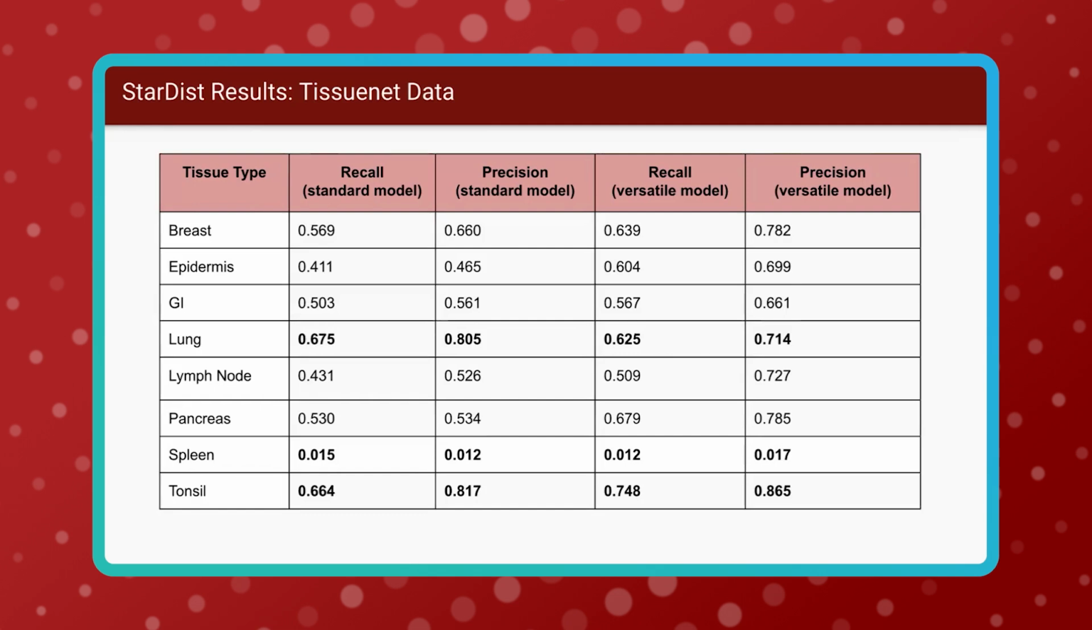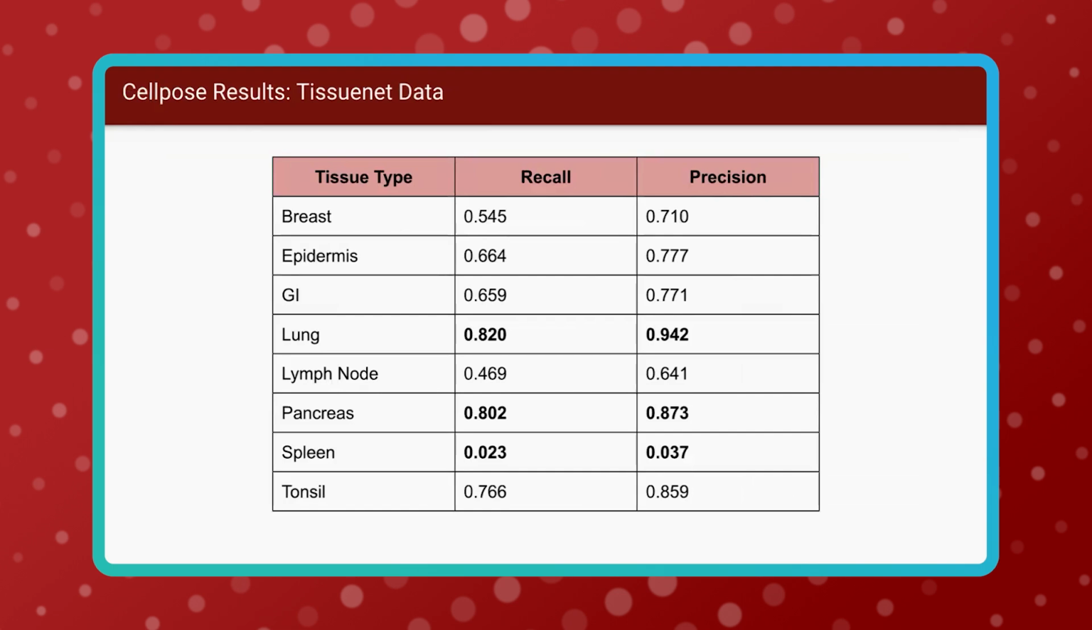And moving to the next figure, we can look at the Cellpose results for the TissueNet data. And overall, there was better performance here than the StarDist models. And again, better performance on lung tissue, and in this case, pancreas tissue. But as was the case with the StarDist results, poor performance on spleen tissue.